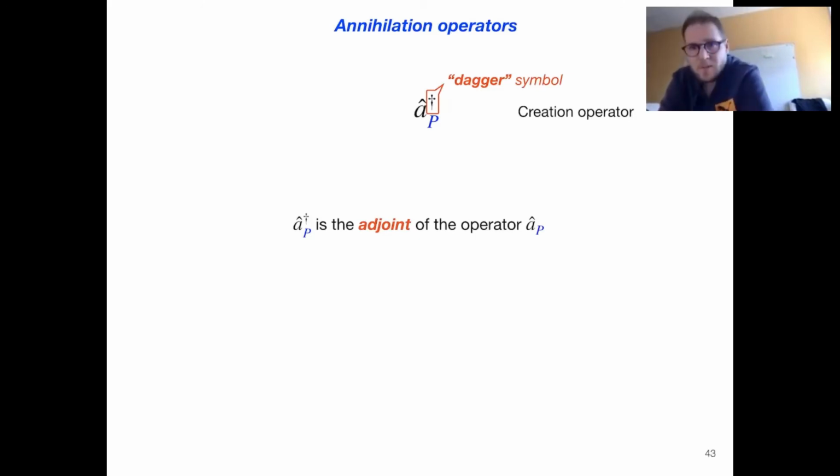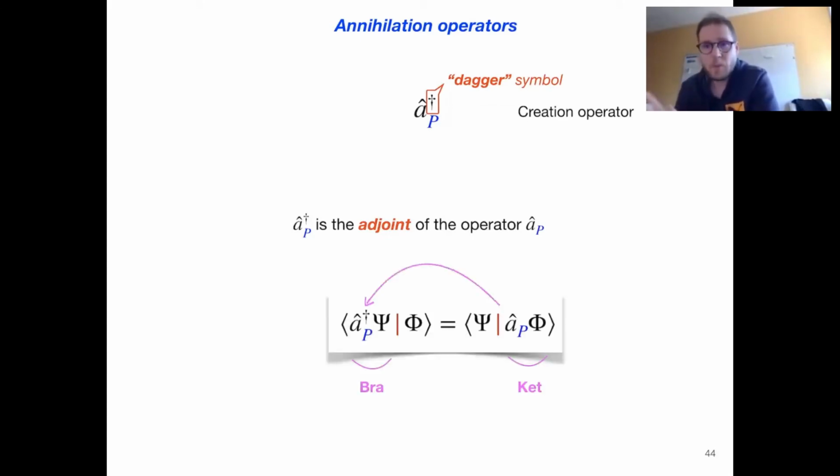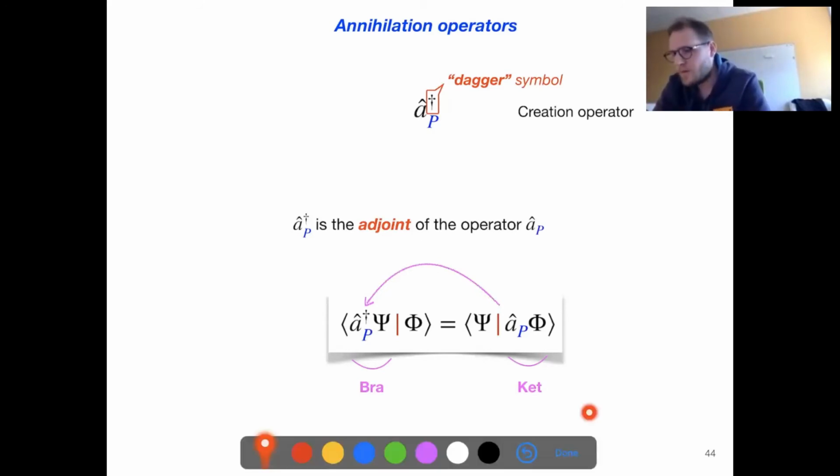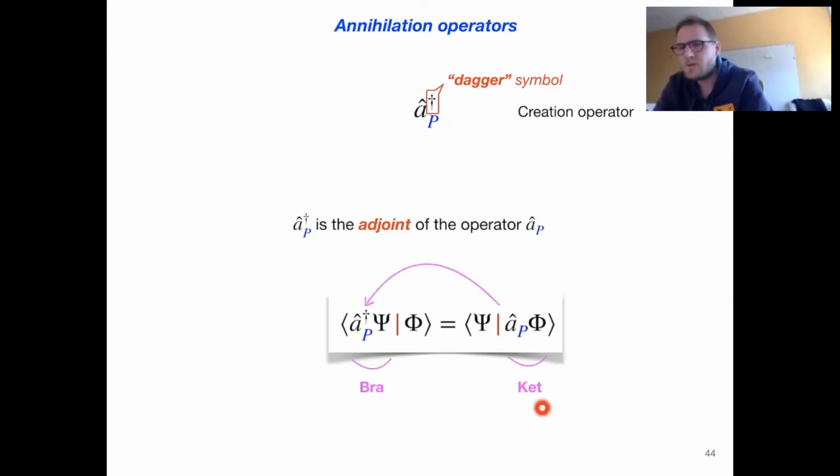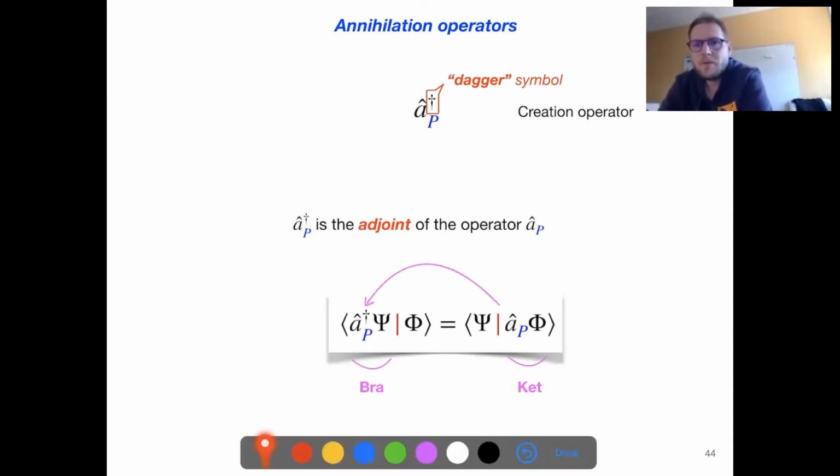So this dagger symbol means something. At least if you remain at the mathematical level, this is what we call the adjoint. So what does it mean? Well, if you don't know what this is, it's actually simple. It's summarized in this equation here. The concept of the adjoint appears when you try to move an operator from a bra to a ket, or from a ket to a bra. This is what I'm describing here.